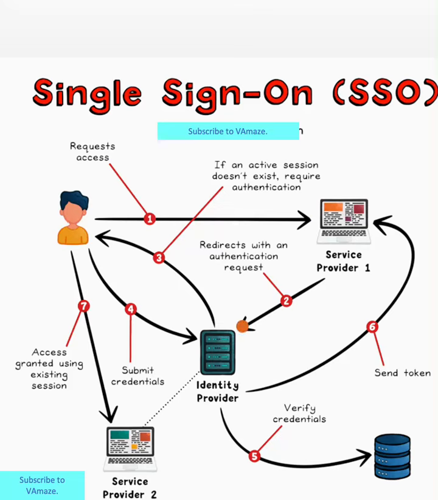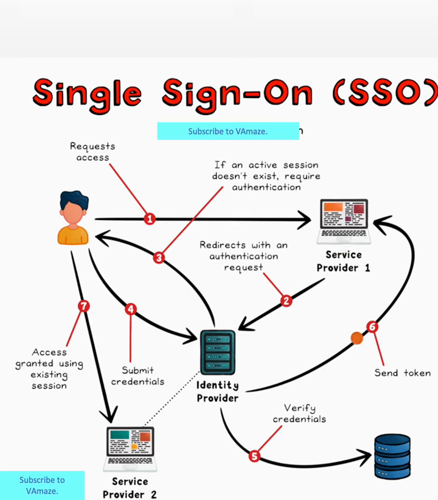Single sign-on process flow. The complete authentication journey. Step 1. Initial access request. A user attempts to access a protected resource or service. They click on a link or navigate to an application that requires authentication. At this point, the system doesn't know who they are.